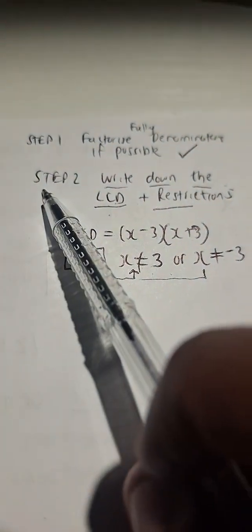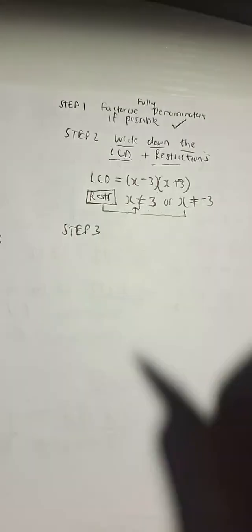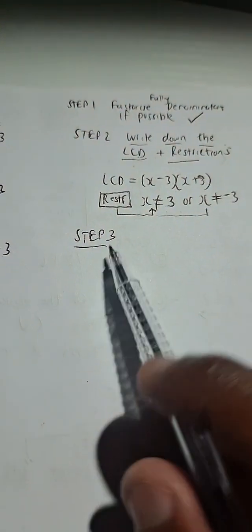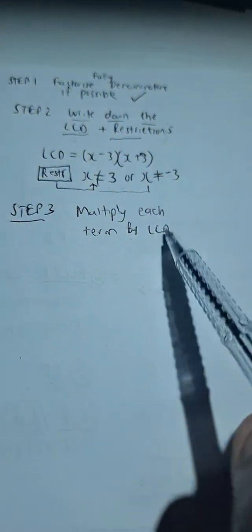I said step 1, factorize fully the denominator if possible. Step 2, write down the LCD and the restrictions. This is my LCD, this is my restriction. Step 3, now I'm moving away from this LCD and restriction thing. Hopefully you get my point. Step 3, we multiply each term by the LCD. So now we are going to take this Mr. LCD. We are going to multiply each term by the LCD. Why? So that we can eliminate or get rid of the denominator in the equation.